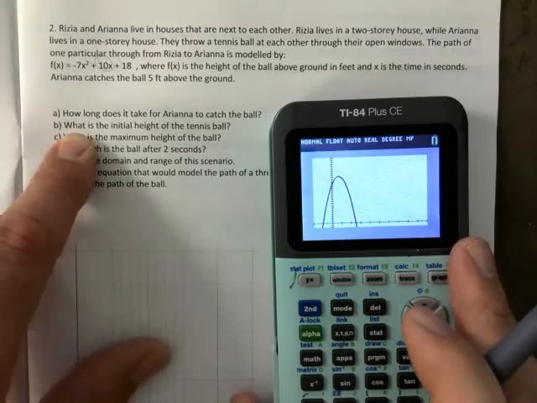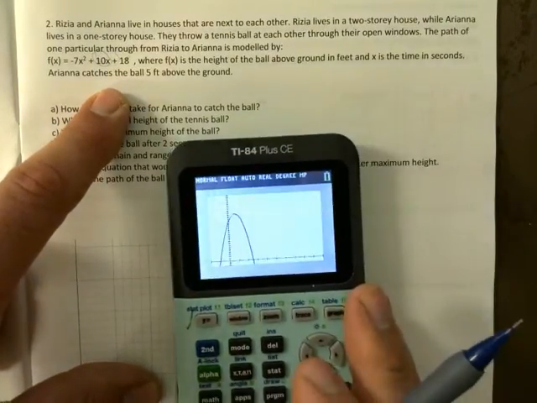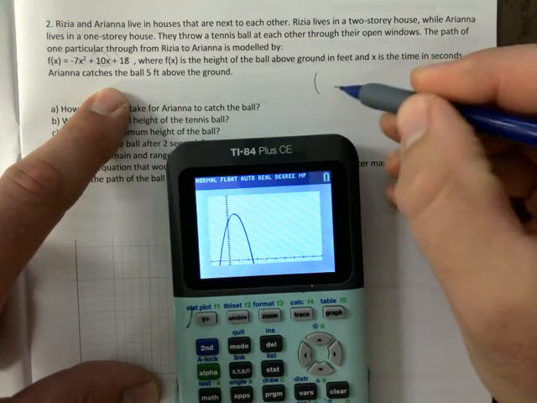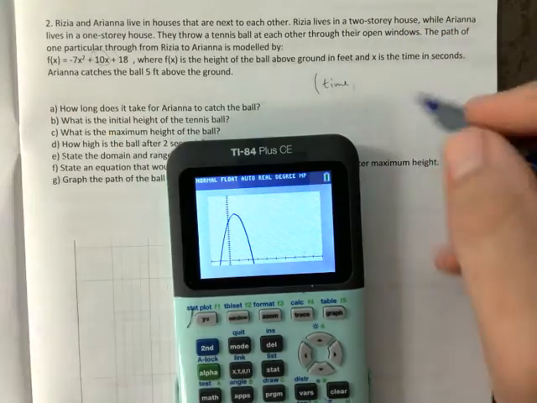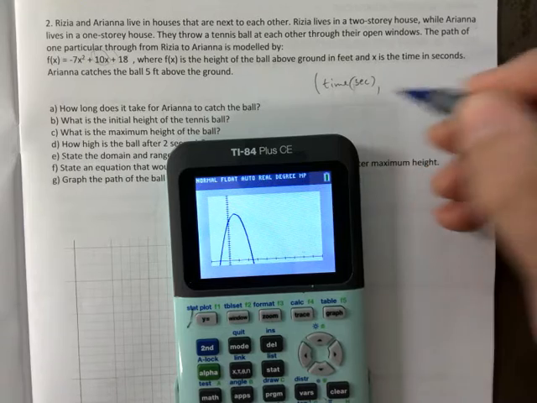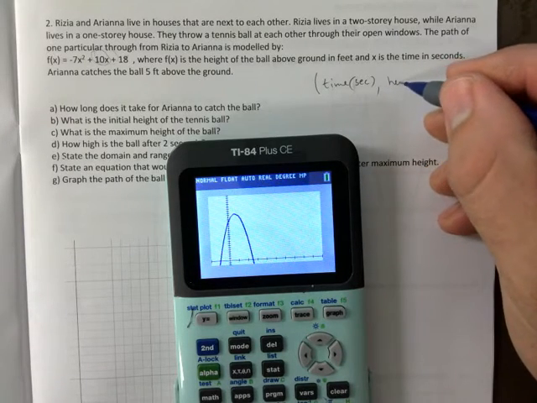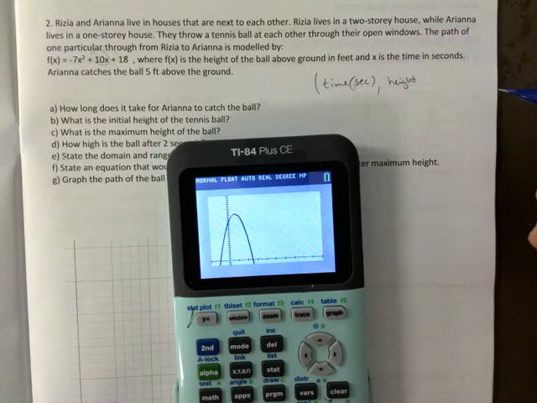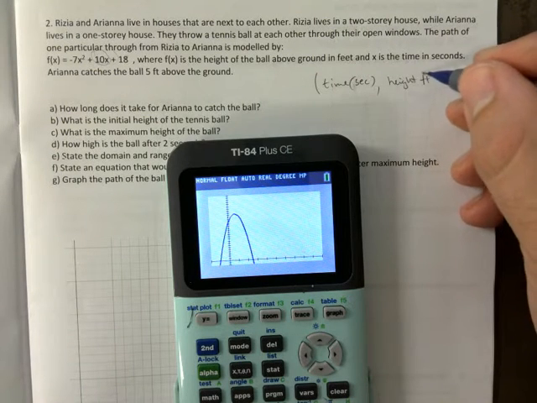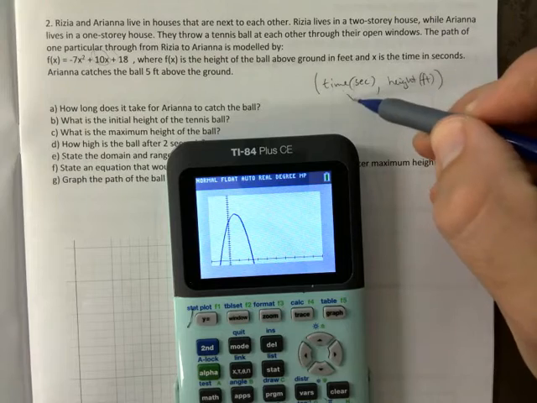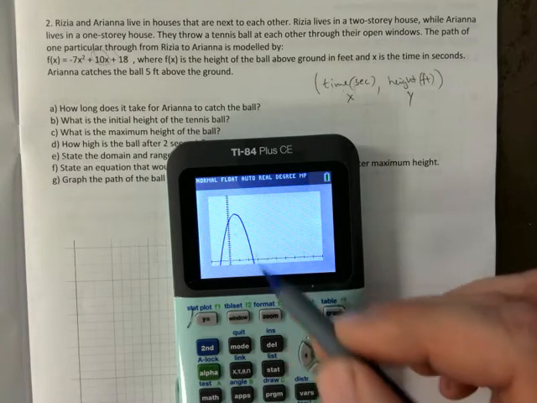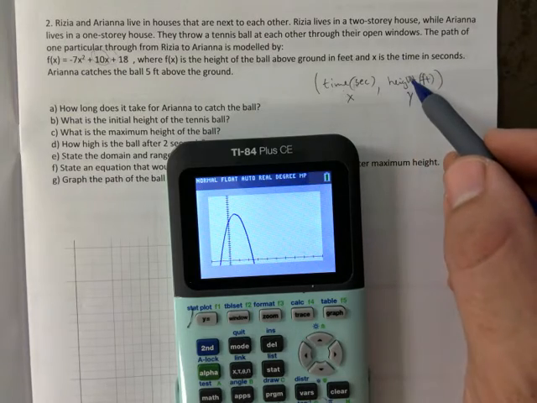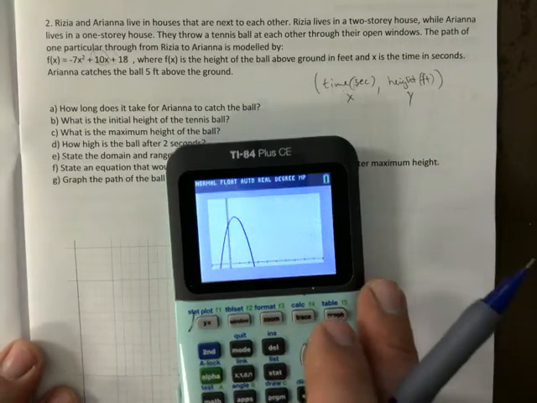All right. Now let's start answering. I'm going to make sure I tell myself that x is time. What units? It's in seconds. And the y value is representing the height, and that height is in feet, not yards, not meters. So the x and the y values are associated with time and height. Every single point on this parabola tells me the time and the height at that particular time. Okay, so moving along.